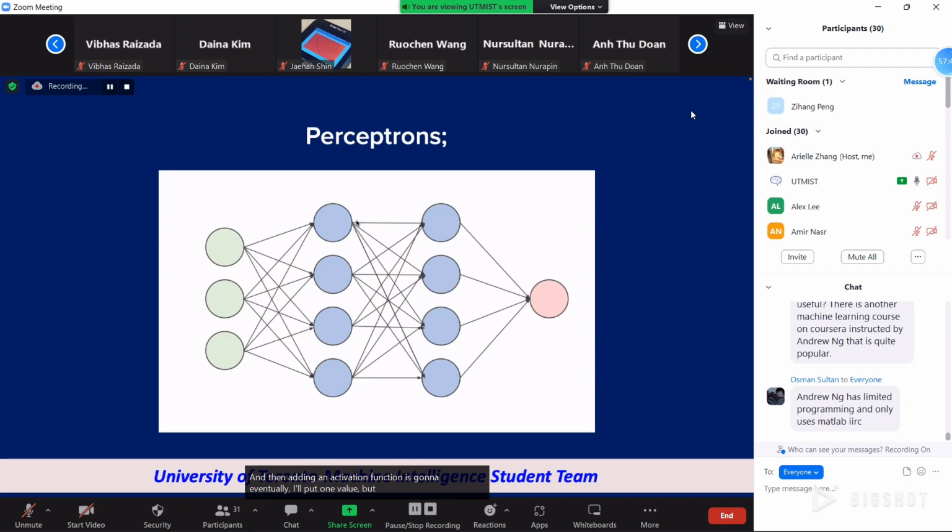But this output is then served as input to the other neurons. So it's layer by layer and layer by layer. So you may want to ask the question, why do we have so many layers?